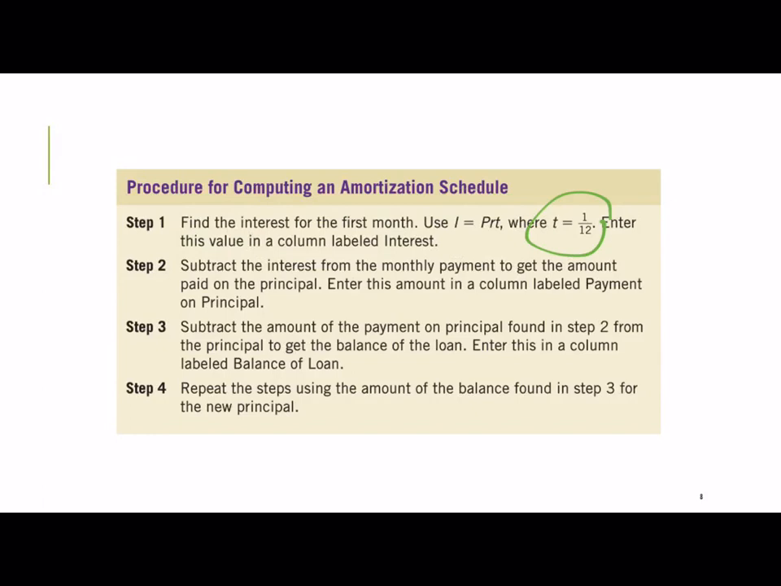Time then is going to be 1/12. If we're using R as an annual rate, we would want the time in years as well. So 1 month would be 1/12 of a year.